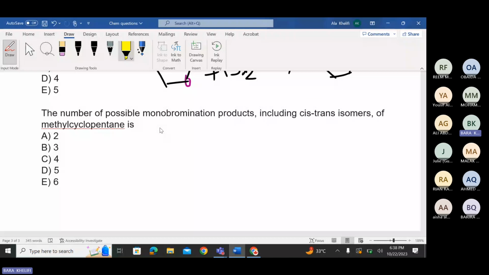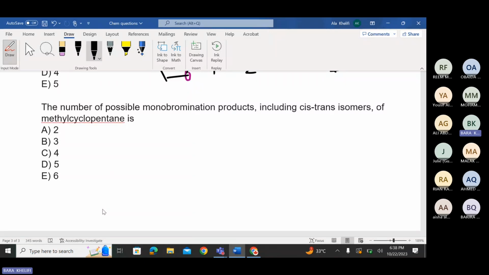The number of possible monobromination products, including cis and trans isomers of methylcyclopentane. So this one, it will take time during your midterm. And I suggest for you to take all the time you need to solve this one, because it's an easy question, but a lengthy one. So let's say we have a methylcyclopentane. So we need a methyl group. Let's say, for example, here. Plus, we want a monobromo product.